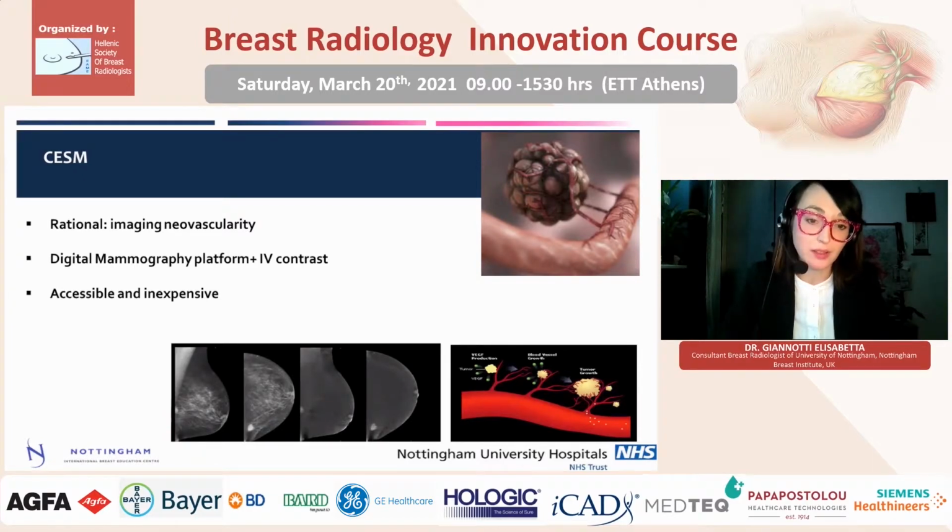But the beauty of this technique is that we have a double platform. So we have the digital mammography, the low energy picture that basically is a morphological information, and then we add the recombined image that gives us a functional information.